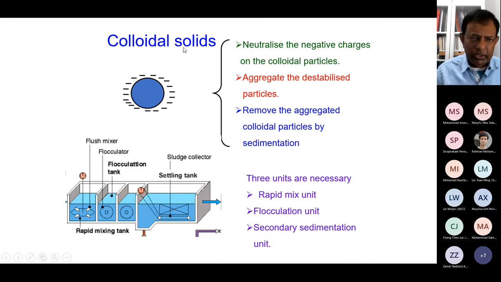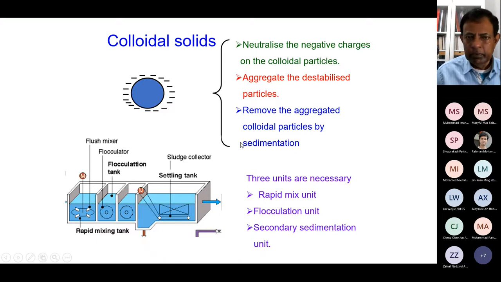So colloidal solids, if you are going to remove from water, the first thing that you need to do is neutralize the negative charges on the colloidal particle, aggregate the destabilized particle by slow mixing, which is flocculation, and remove the aggregated solid particle by the secondary sedimentation. So you need to use the word secondary sedimentation.